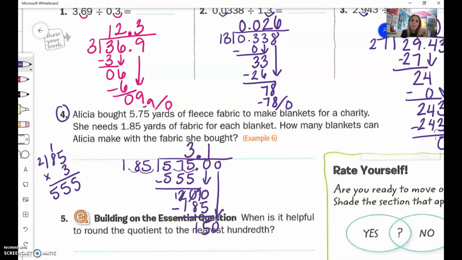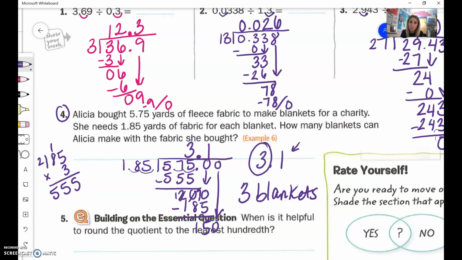How many whole blankets can I make? Let's interpret this. How many whole blankets can I make? Can I make 4? No. I can only make 3 whole blankets. So I can make 3 blankets. Am I going to have some leftover yards of fabric? Yes, I'm going to have some leftover yards of fabric.